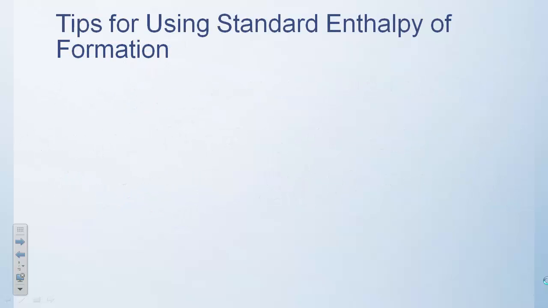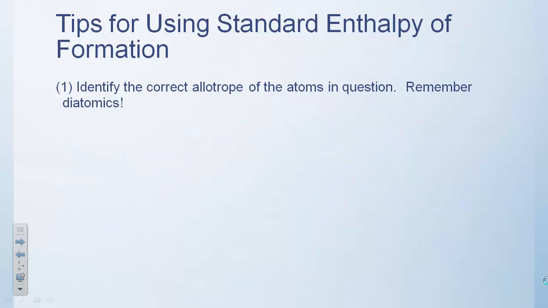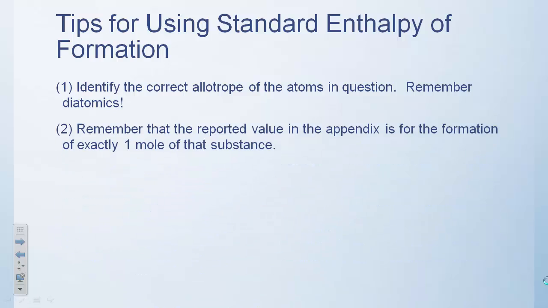All right, so I just want to talk through some of the tips and strategies that we've used in this video to help us use standard enthalpy of formation in the right way. Number one, identify the correct allotrope of the atom in question, remembering to think about things like, is your element diatomic? Okay, and if there's more than one allotrope, then you simply scan through the list in the back of the book, and you find the one for which delta HF equals 0, and that must be your standard reference state.